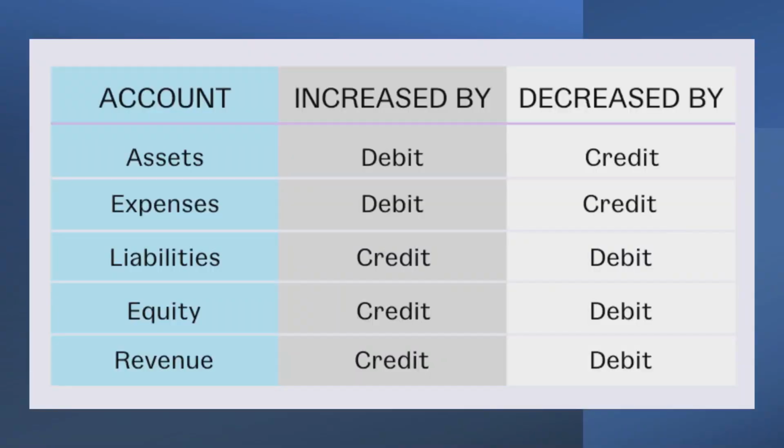Understanding debits and credits is key to double entry accounting. For assets and expenses, debits increase balances while credits decrease them. Conversely, liabilities, equities, and revenue increase with credits and decrease with debits. In a debits and credits table, assets and expenses are debited to increase while liabilities, equity, and revenue are credited. This balanced approach ensures that every transaction is recorded correctly, maintaining the integrity of financial records and supporting accurate financial statements.